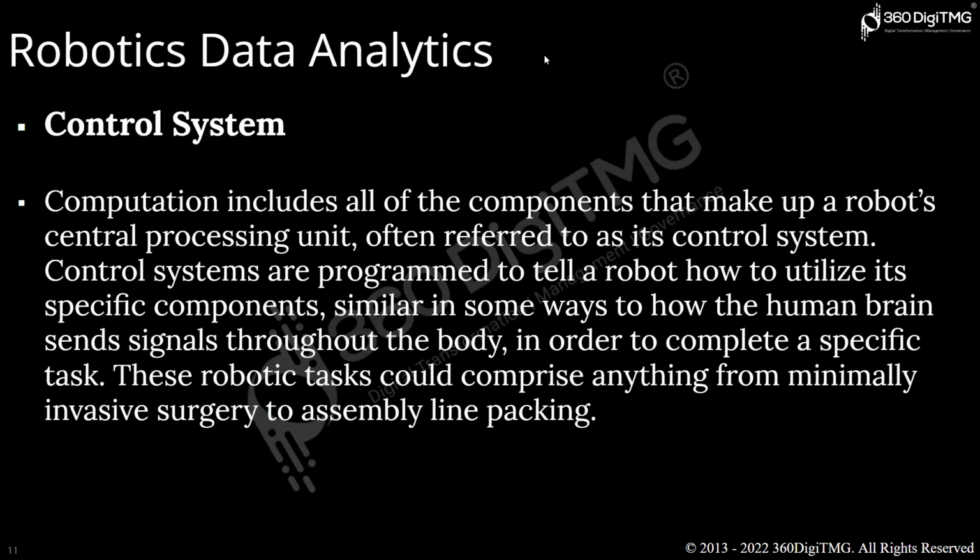So control system, it's a computation that includes all of the components that make up robots. Basically, if I say control system, it's where everything is controlled. Okay, it controls a robot completely. Its central processing unit is often referred to as its control system. Control systems are programmed to tell the robot how to utilize its specific components. So the control system says how it wants to work.